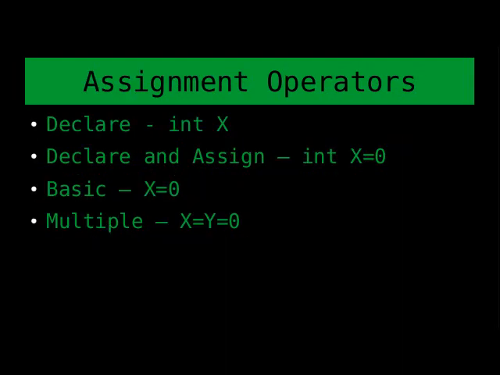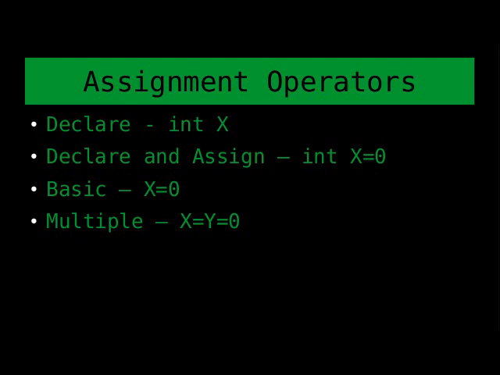First of all, assignment operators. Declaration: a variable type, followed by the variable that you want to use. Declaration with the assignment: you're going to have the variable type, the variable name, equals whatever the new value is. Basic type assignment, just assigning something to the variable, would be the variable equals whatever the new value is.